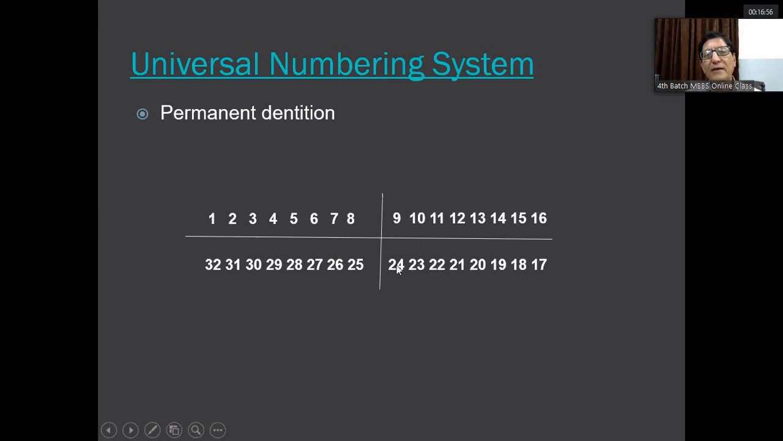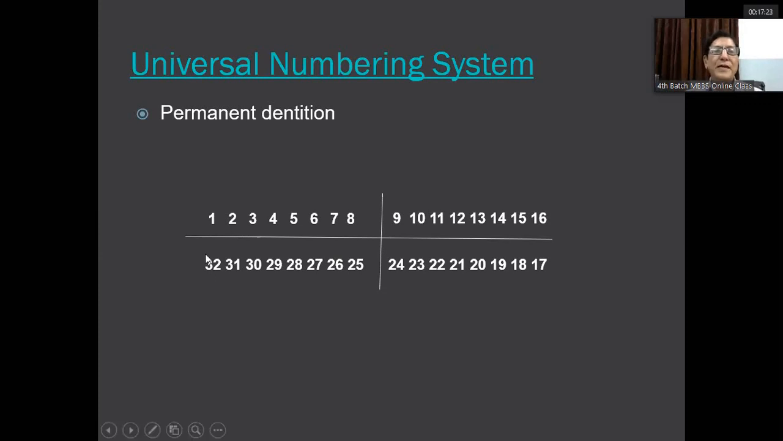Same thing here: lower central incisor, lateral incisor, canine, first premolar, second premolar, then first molar, second molar, third molar. Same here: central incisor, lateral incisor, canine. So this is how it goes. You start from the right upper last tooth, number 1, and then you come all along like a circle, and then come down to the right lower last molar. Okay, so this is how you do it.